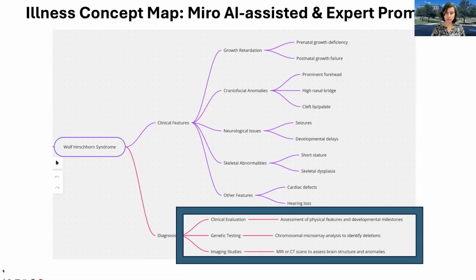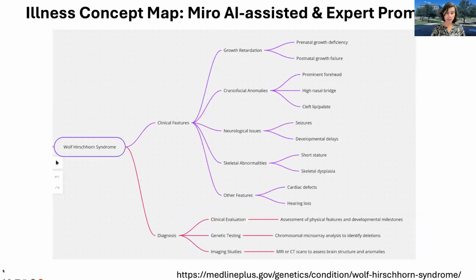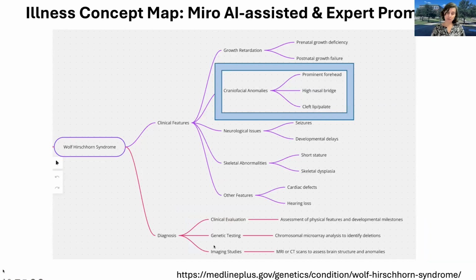So here, if we narrow down, let's look at the genetic testing to look at the biology of it. And you can verify the information by going to other sources and see that a microarray analysis is definitely important for that type of testing. The other thing that I mentioned before is these abnormalities in the face, and this gives you more descriptive features of cleft lip, high nasal bridge, and prominent forehead.